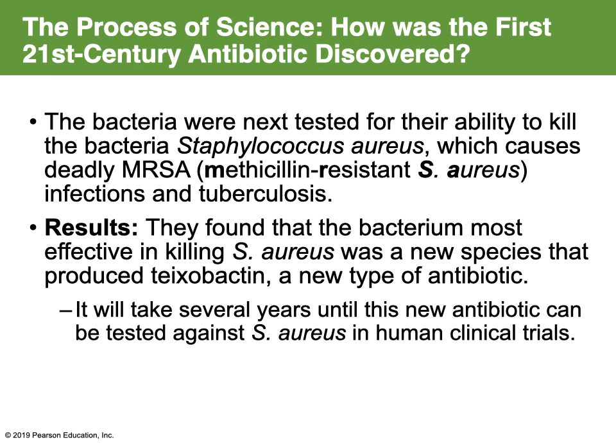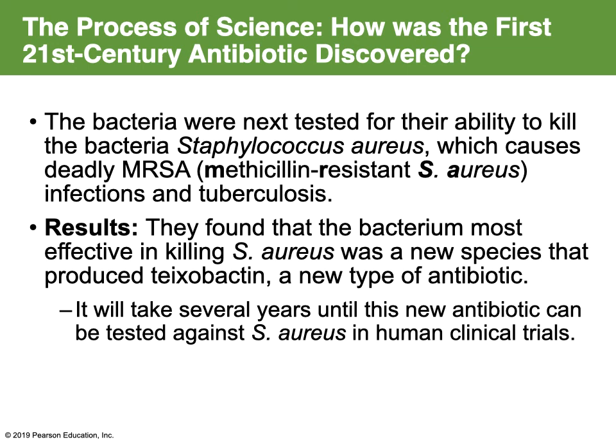So, back to our soil bacteria. The bacteria were next tested for their ability to kill a bacterium called Staphylococcus aureus, otherwise known as Staph aureus if you work in the medical fields. That's associated with MRSA, methicillin-resistant Staphylococcus aureus. It's also associated with tuberculosis, right? So this is a bacterium we would like to find a way to kill easily.